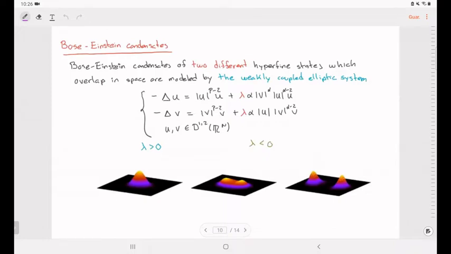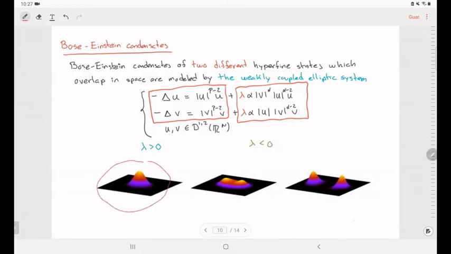If we consider this kind of system of elliptic partial differential equations, we have here a kind of Yamabe type problem plus some coupling terms. And what does this model? This models Bose-Einstein condensates of two different hyperfine states which are overlapping in space, like here. Here we have actually two states.